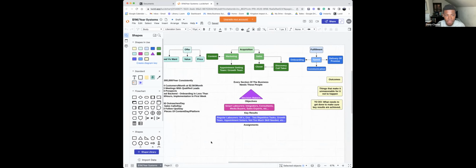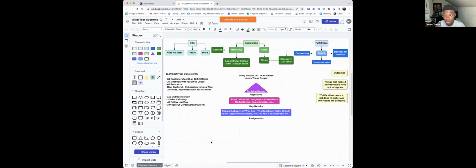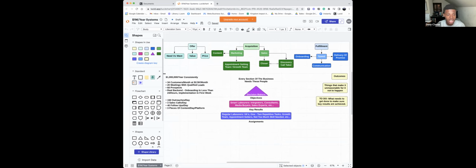So in every team structure, right? And I made this because right now we're scaling to $1 million a year consistently. That's the goal. And I had to break everything down statistically, right? So literally every section of the business will need these people as we scale. It's going to need decision makers, and they're going to have their objectives, right? Then below the decision makers are going to be the smart laborers. These are the integrators on the team.